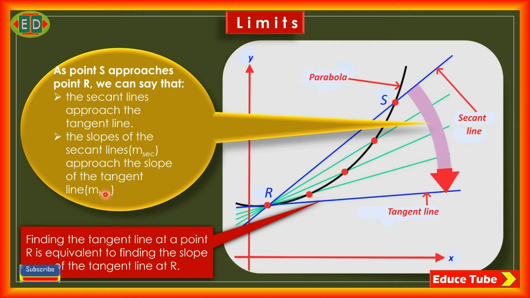That's why we can conclude that finding the tangent line at a point R is equivalent to finding the slope of the tangent line at R. This is a very important line.